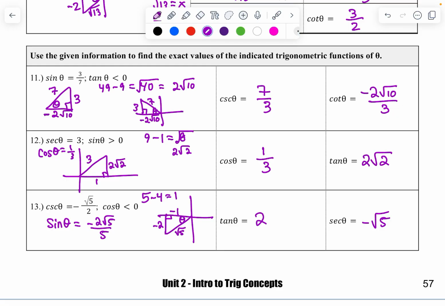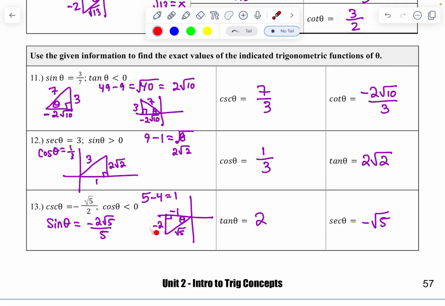Let's run through it again. Because we know that the cosecant is negative, and cosecant is the reciprocal of sine, it means that the sine is negative, cosine is also negative. So for both cosine and sine to be negative, we're down in quadrant 3. And so cosecant would be hypotenuse over the opposite side.